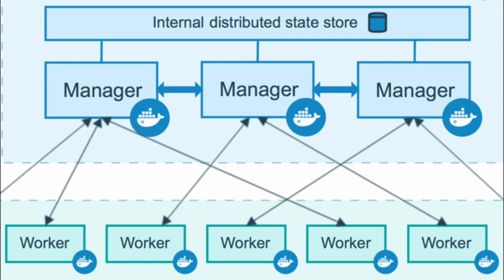And then we have the worker nodes. In a Docker Swarm, the worker node basically functions by just receiving and executing the tasks that are allocated by the manager nodes. Whatever tasks and instructions are passed by the manager nodes, they are simply executed by the worker nodes, and that is the only function that a worker node has.